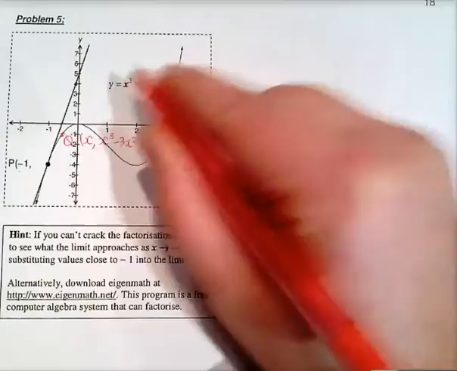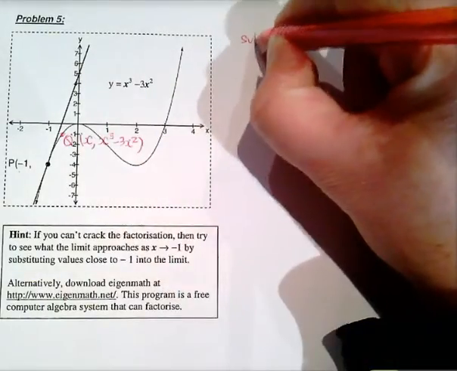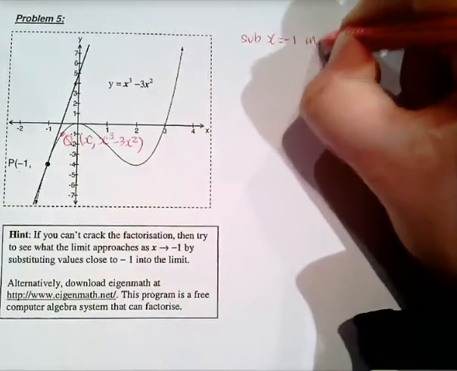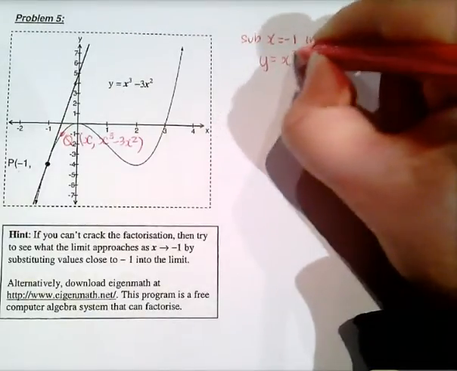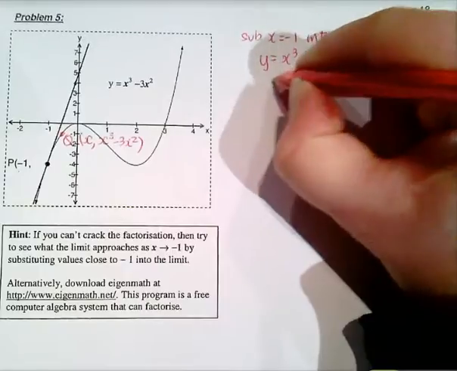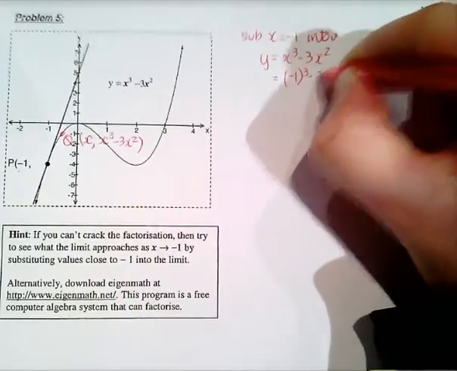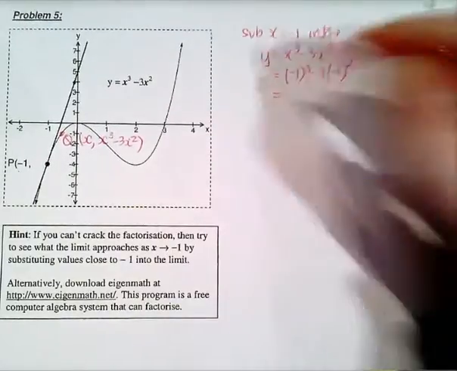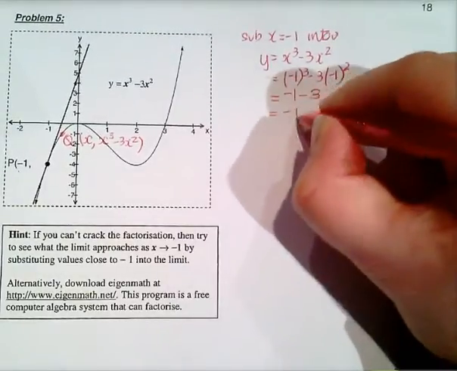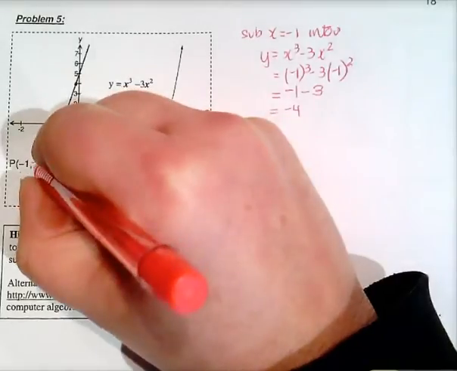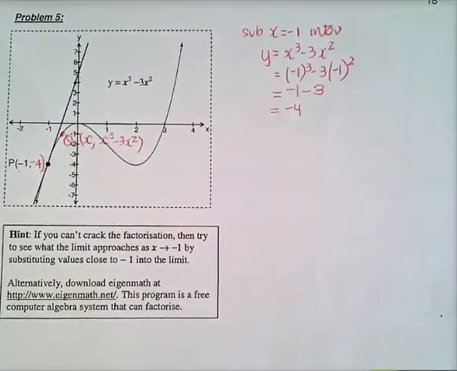So if we substitute x equals -1 into our equation, y equals x cubed minus 3x squared, we get -1 cubed minus 3 times -1 squared, which gives us -1 minus 3, which is -4. So this point here is actually -1, -4.